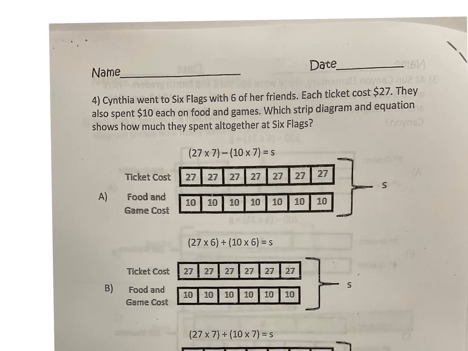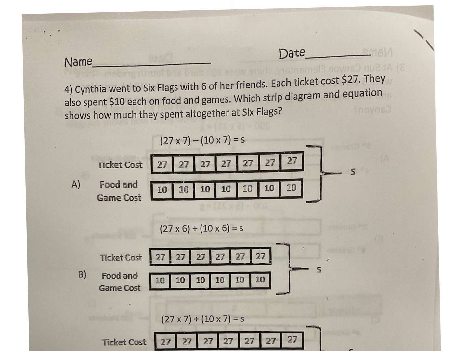Cynthia went to Six Flags with 6 of her friends. Each ticket cost $27. They also spent $10 each on food and games. Which strip diagram and equation shows how much they spent altogether? Okay, if Cynthia went to Six Flags with 6 friends, how many people is that? How many people is that, Hudson? Okay, so we're going to write 7 people.